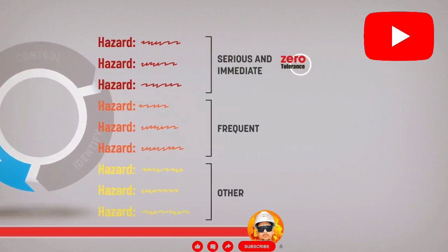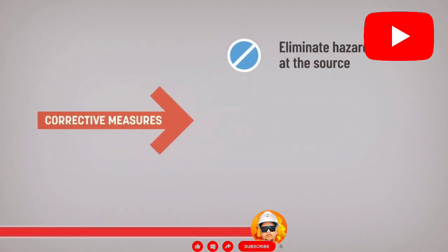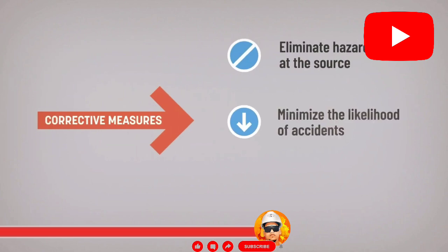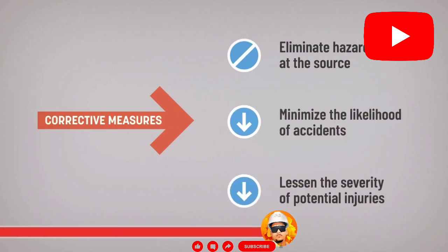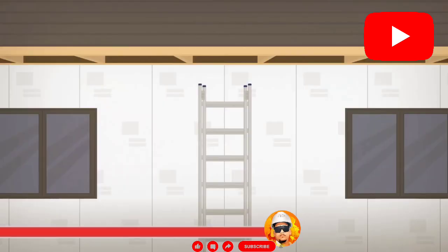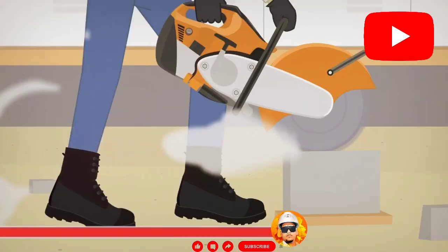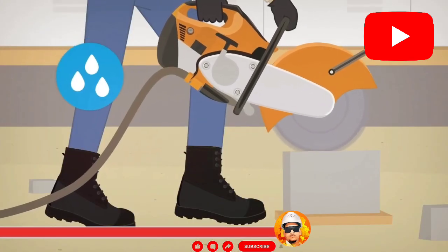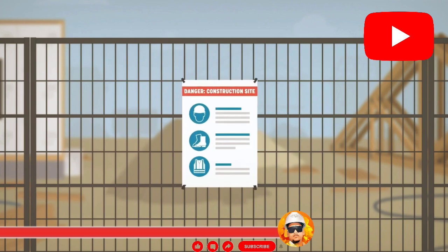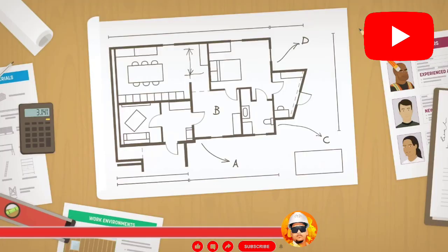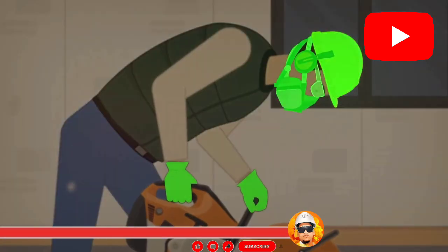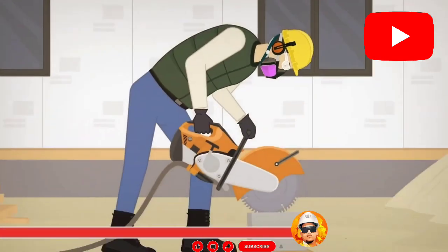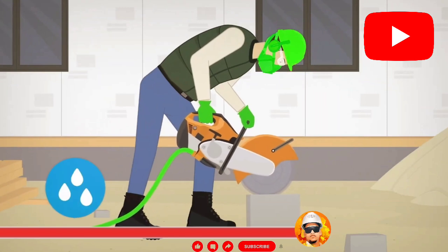You can correct the situation by putting in place corrective measures that eliminate hazards at the source, minimize the likelihood of accidents, or lessen the severity of potential injuries. There are many solutions to choose from. You can substitute materials or equipment, implement engineering controls, increase awareness, introduce administrative controls, or provide personal protective equipment. It's often necessary to combine several solutions in order to ensure effective results.